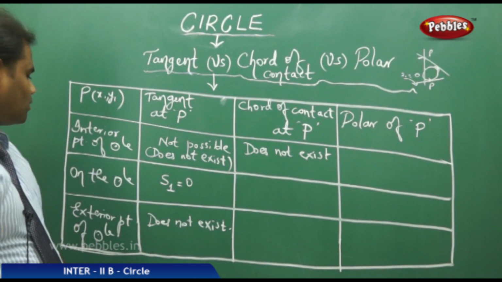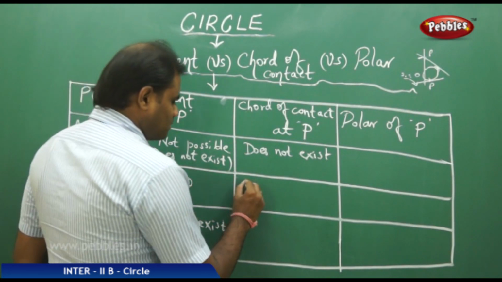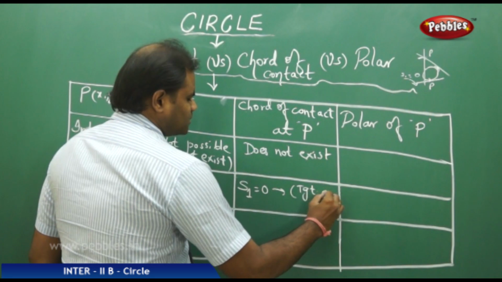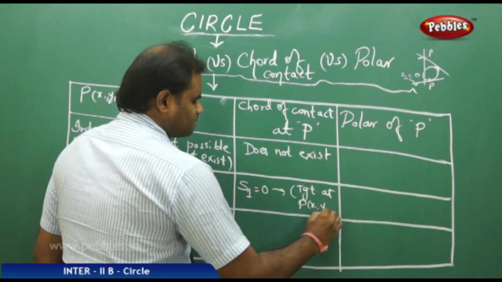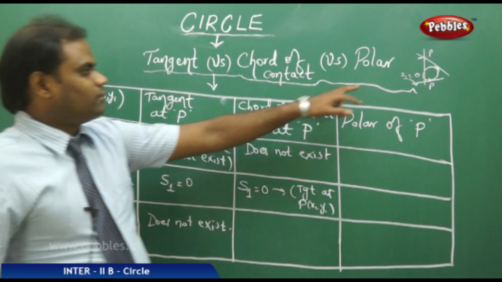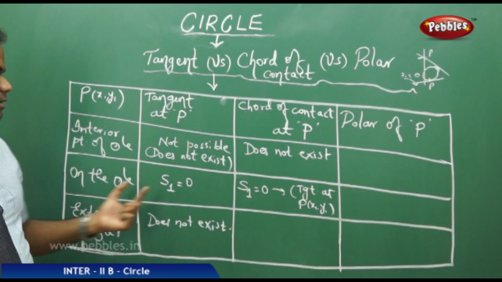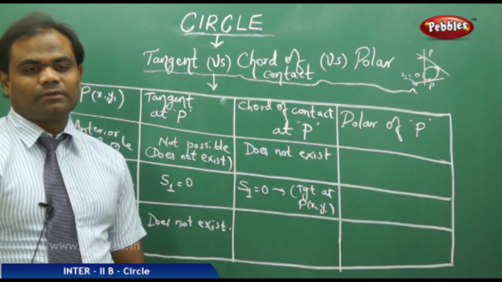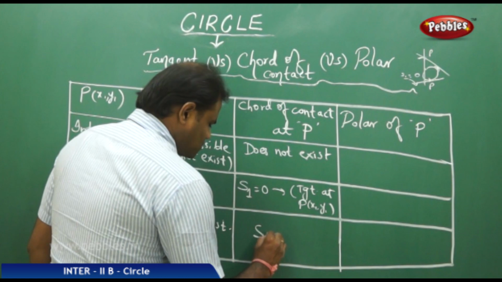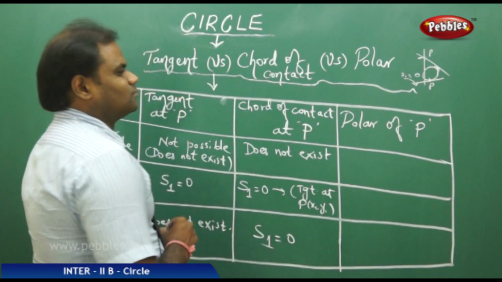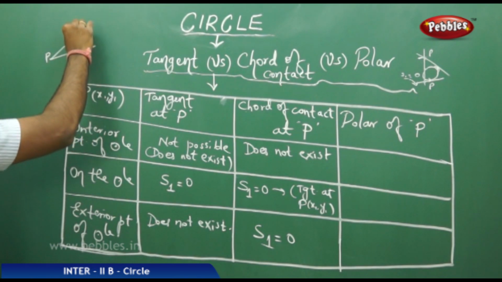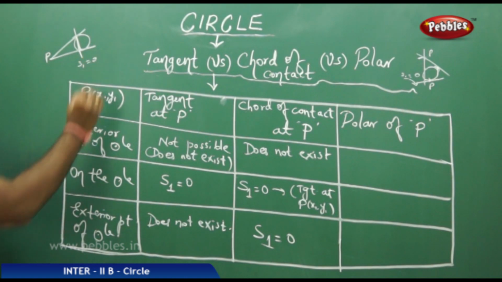And next, the chord of contact of a point on the circle is given by S1 equal to 0, and this is nothing but the tangent at P. The chord of contact and tangent are the same at the point P, where we understand the chord of contact at P on the circle is nothing but the tangent at that point x1, y1. Similarly, for an exterior point of the circle, the chord of contact is given by S1 equal to 0. That is, when I take an exterior point P, I can draw two tangents, where this is the chord of contact given by S1 equal to 0.